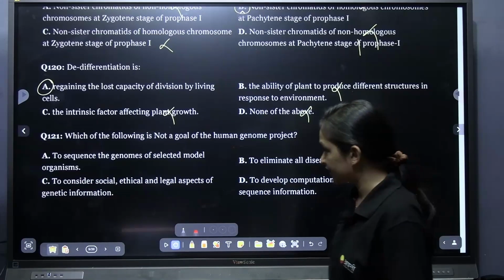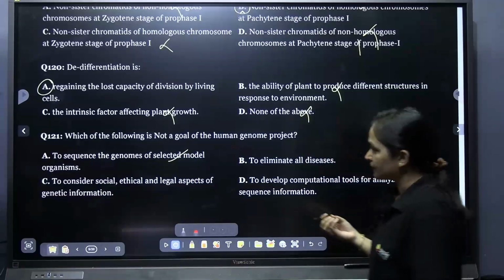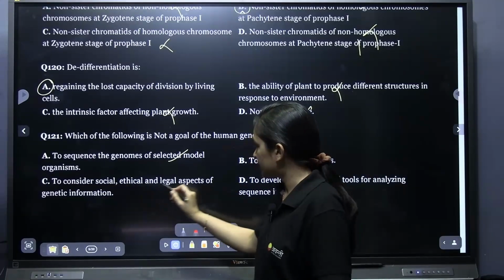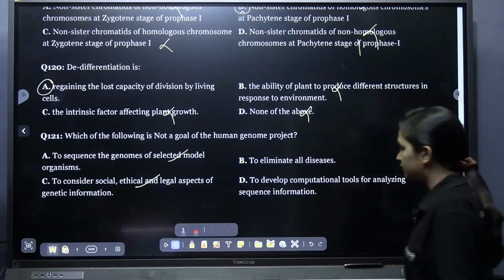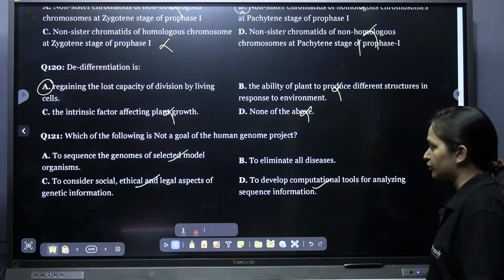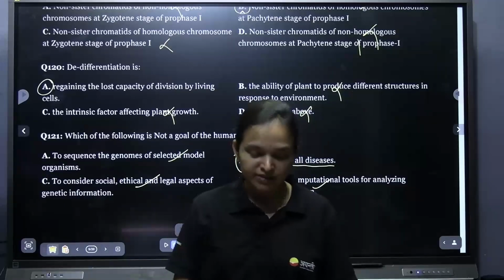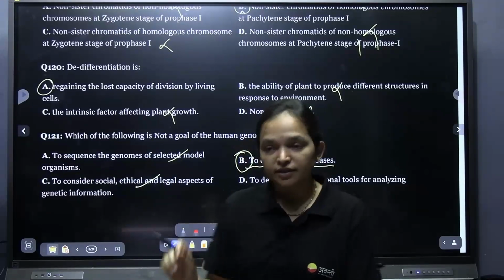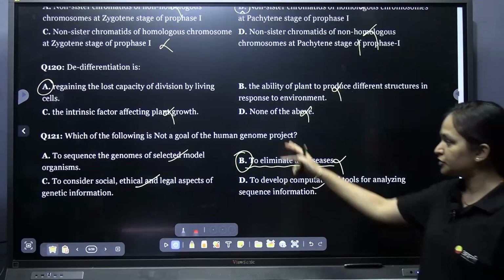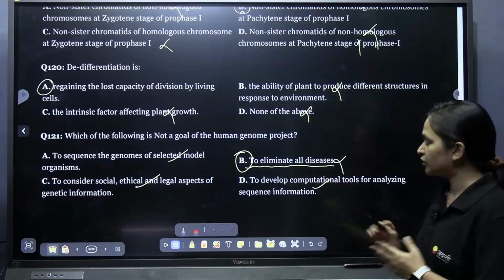Which of the following is not a goal of the Human Genome Project? To sequence the genomes of selected model organisms. Yeah, with the Human Genome Project, they wanted to sequence other organisms like E. coli and all. So, that is also true. To eliminate all disease, there was no such goal. To consider social, ethical and legal aspects of this was also a goal. They had to consider all the social, legal and ethical issues. To develop computational tools for the analysis of sequence information, this is also one of them. But to eliminate all the disease, the goal was for the field of medicine use. That was okay, but to eliminate all the disease, no, this was never the goal. After the Human Genome Project, it was useful for medicine research and all, but to eliminate all disease was not the goal.